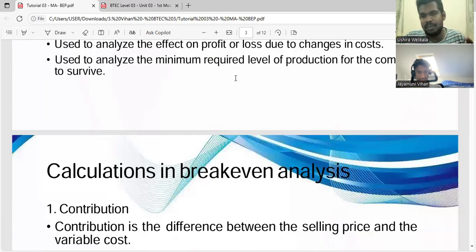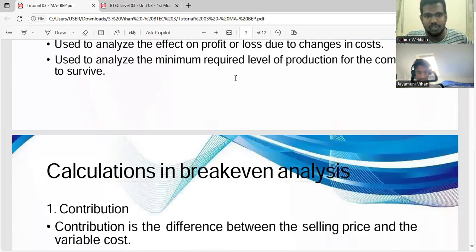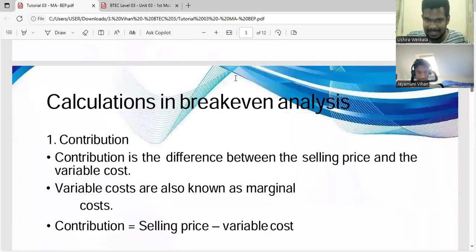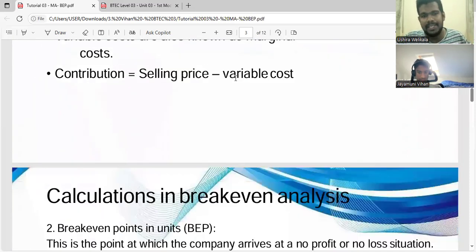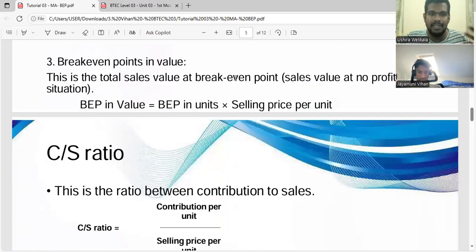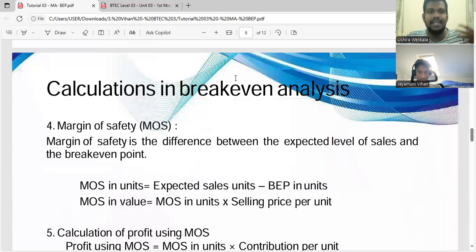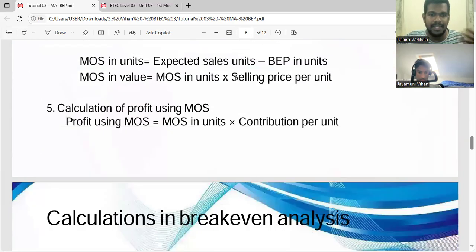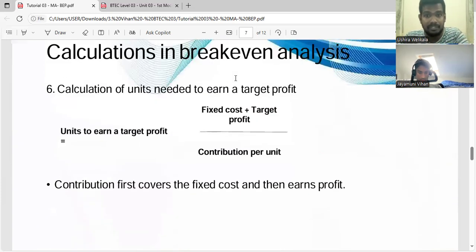Here our main focus is the advantages of break-even analysis. And you can go ahead with the calculations in break-even analysis because you have questions to face under this structure. Contribution calculation, and then you go ahead with break-even point in units calculation and break-even point in values. For that, you have to calculate the contribution to sales ratio. We have separate formulas, and margin of safety analysis, margin of safety in units and values. Then calculation of break-even charts based on the target profit calculation.